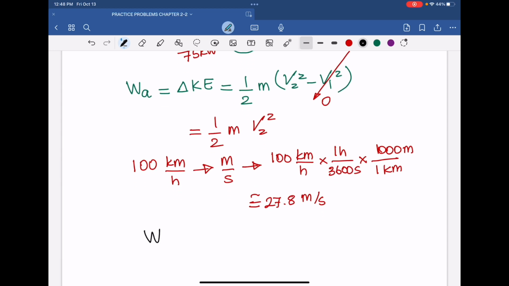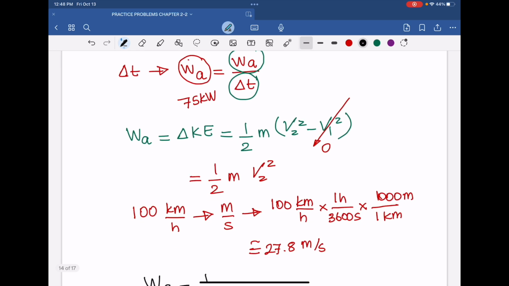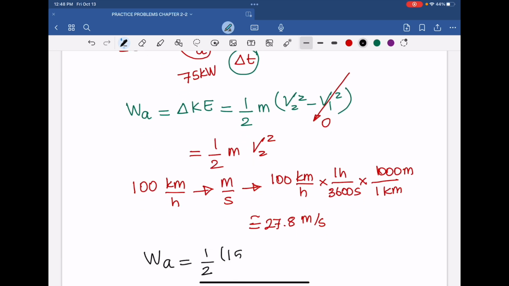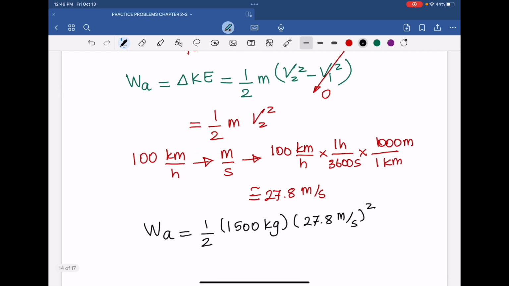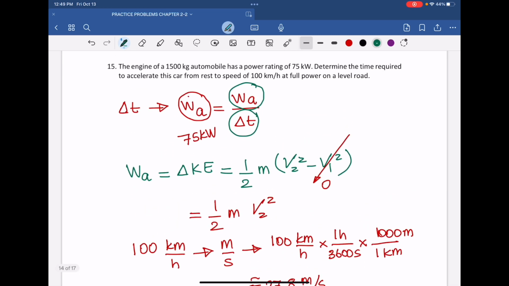In our equation to calculate the work necessary to accelerate the car, it is 1/2 and the mass is 1500 and the velocity is 27.8 meter per second squared. Okay, so the unit is basically, let's take a look at it.